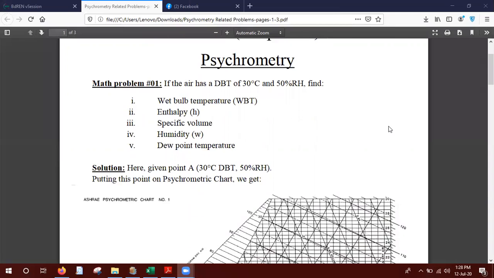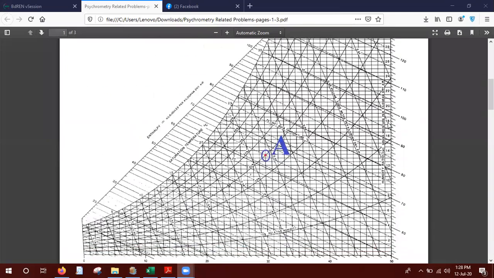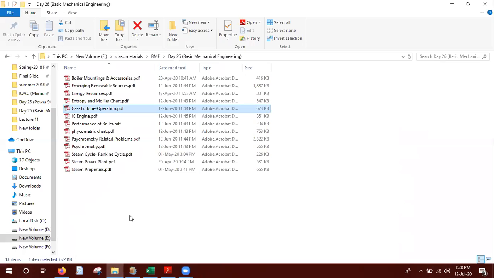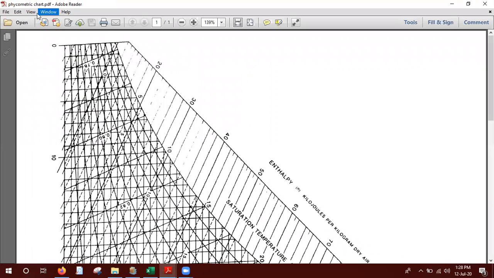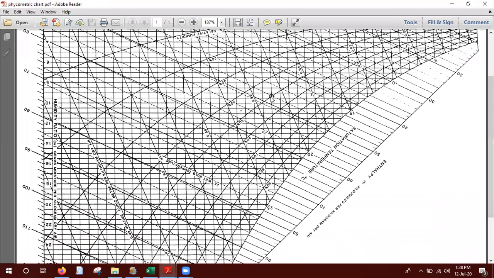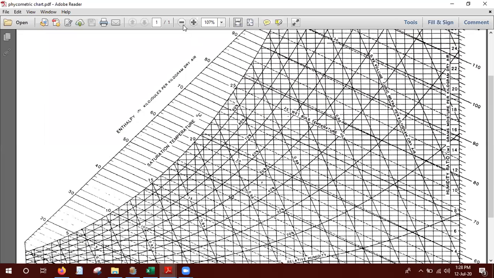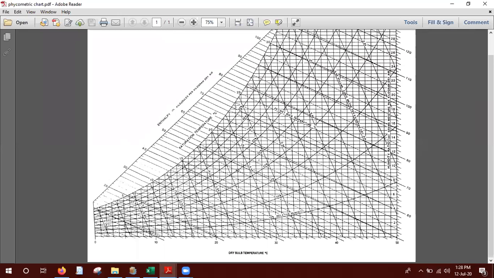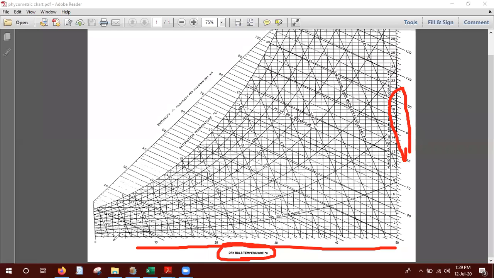First of all, just as a reminder, in the psychrometric chart we have 7 parameters. Let me open the psychrometric chart and give the idea just for 1 minute. Okay, I think now you can see the chart. There are 7 parameters available. On the x-axis, it was the dry bulb temperature. On the y-axis, it was the humidity ratio, or humidity.